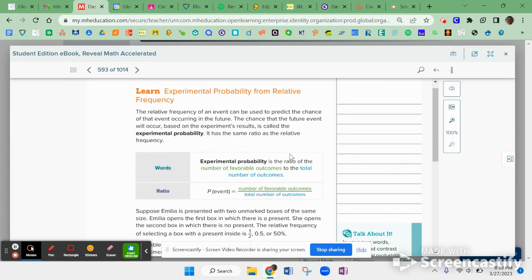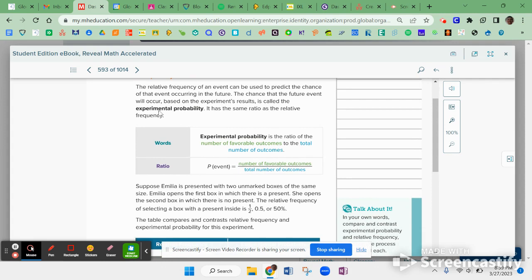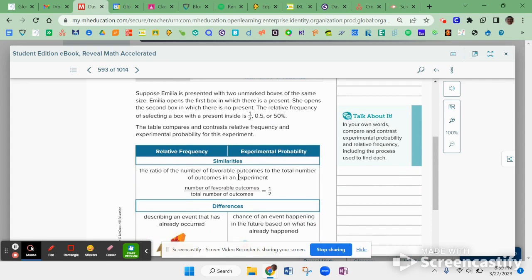Now this little difference here, they're going to call it something different, but it means basically the same thing with one minor difference. But you can see here, experimental probability is the same exact ratio: number of favorable outcomes over total number of outcomes, same exact thing. So if we take this situation, Amelia is presented with two unmarked boxes of the same size. Amelia opens the first box in which there is a present. She opens the second box in which there is no present. The relative frequency of selecting a box with a present inside is 1/2.